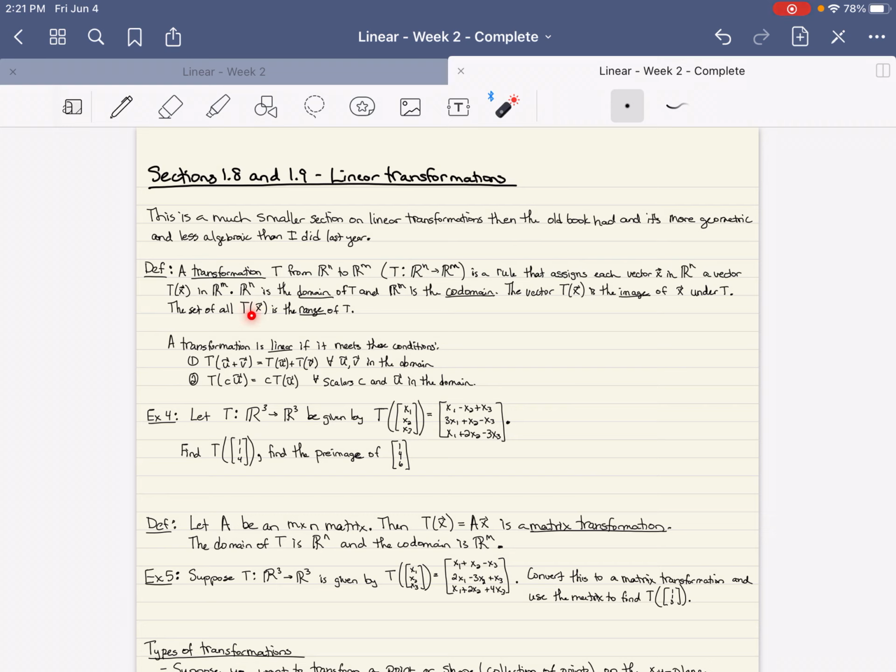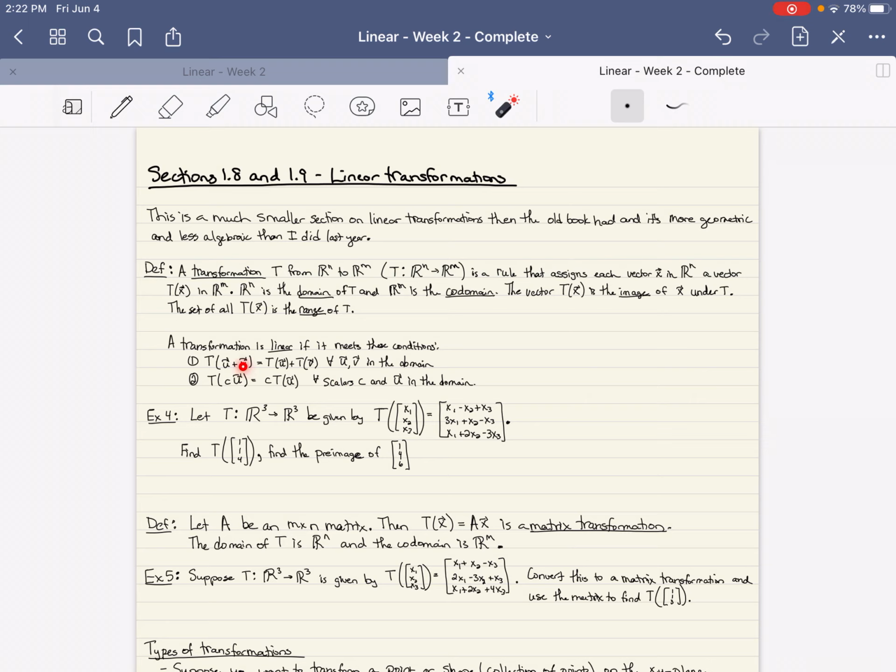Typically, the output is the range, and that's still what's going on here. The set of all outputs, T of x's, is the range. The codomain is the set that you're going to. You might not use all of the things in there, so it's bigger than what your actual range is. So that's why they're throwing this word codomain in there. I did put the image in here. T of x is the image of x under T, because we're going to use the word pre-image a little bit later. A transformation is linear if it holds these two properties.